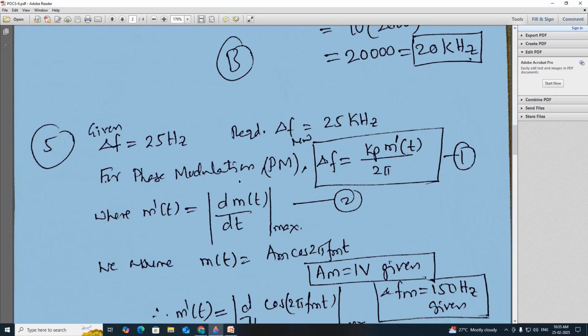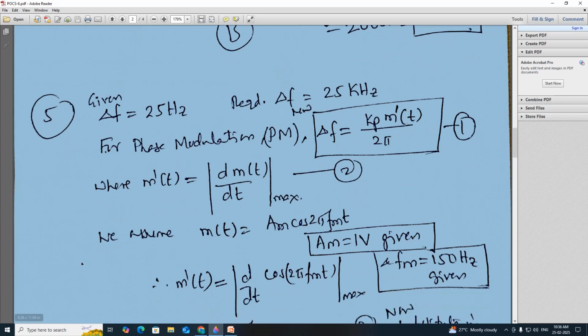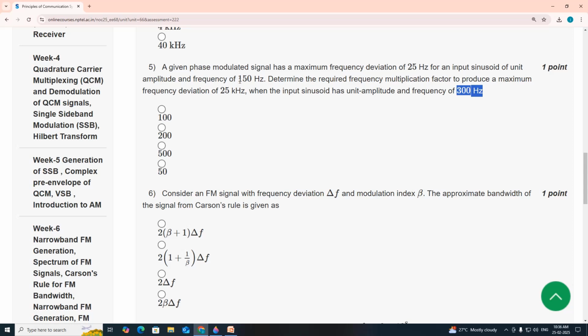Now for phase modulation, delta f is given by Kp m dash t by 2 pi, equation 1. What is this m dash t? It is the derivative of m of t, the message signal with respect to t, and then we take the maximum of this. We assume that m of t is Am cos 2 pi fm t. Am is equal to 1 volt, given here, and fm is 150, given here. The input is of unit amplitude.